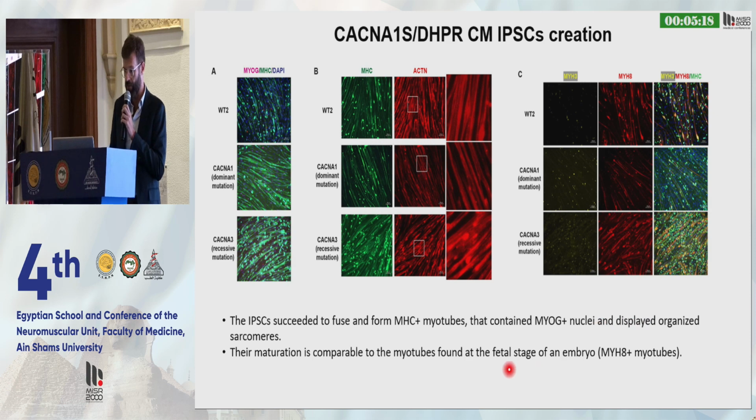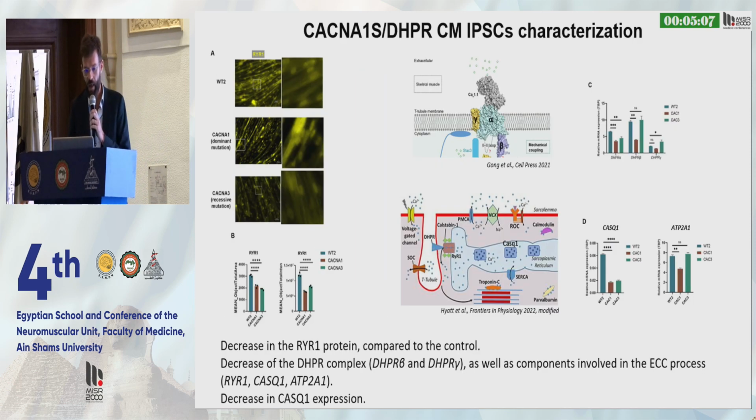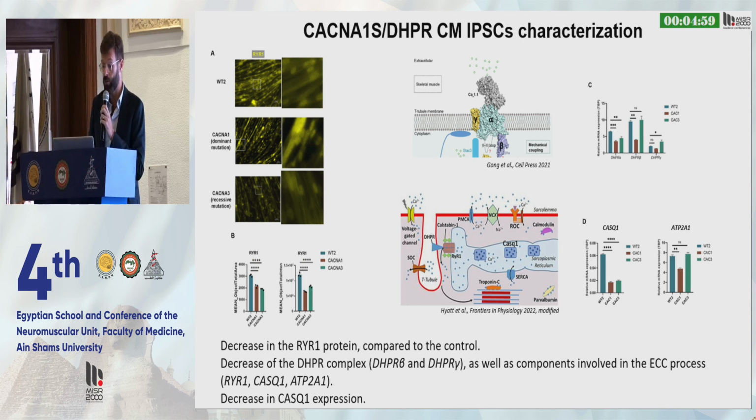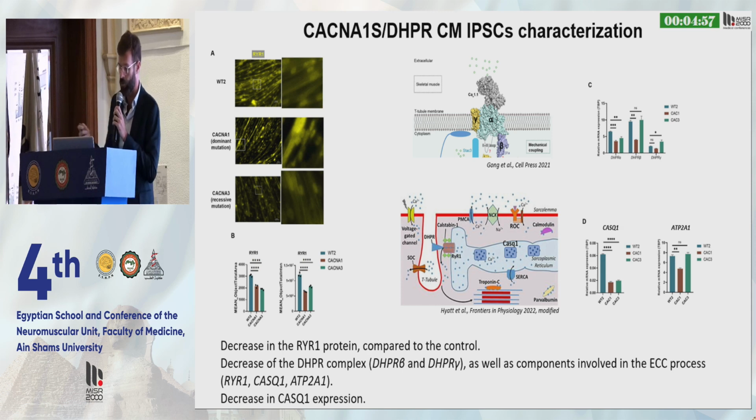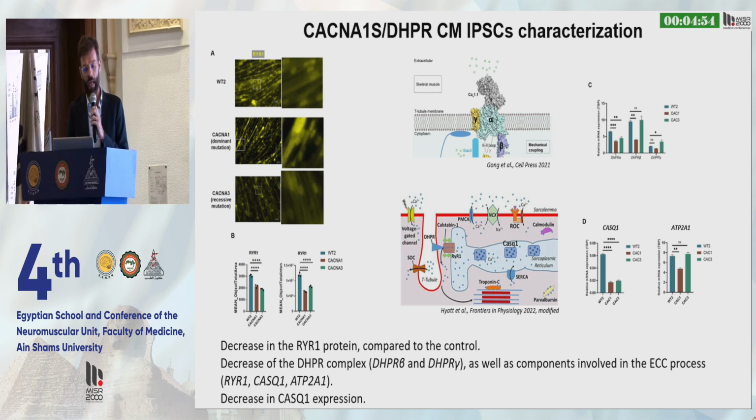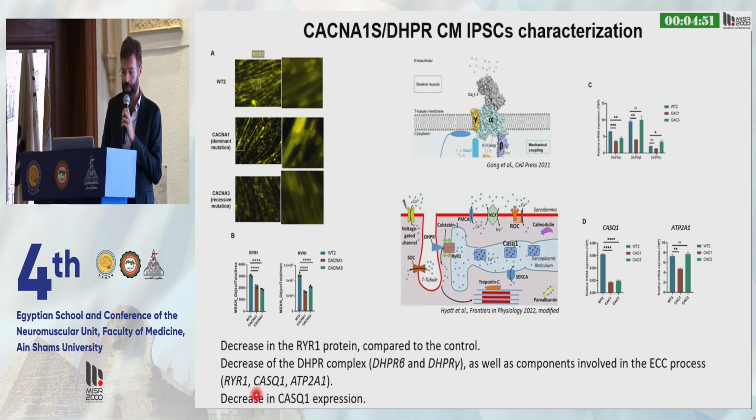that correspond to the fetal stage of an embryo. So we succeeded to reproduce in vitro the skeletal muscle from the patient through reprogramming the iPS cell. And we characterized this. We analyzed, of course, this gene, the DHPR, that is localized here. It contributes to the ryanodine receptor that you have seen before, that is also important for calcium handling. And what we found is that there is a readout, there is a decrease in the ryanodine, there is a decrease in this protein complex, a decrease in another protein called CASQ1 that could be used for the drug repurposing.